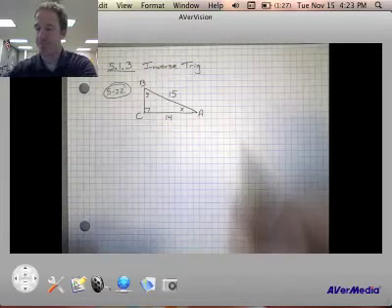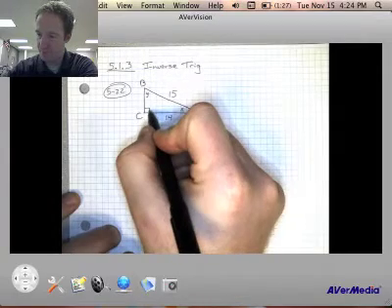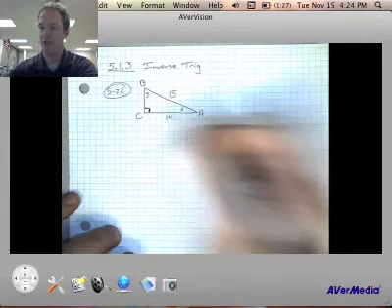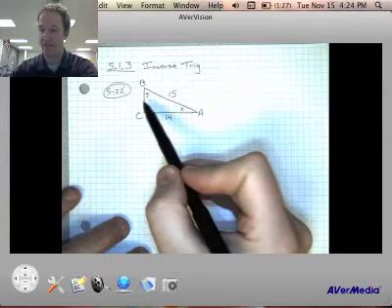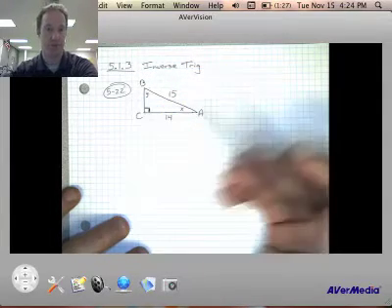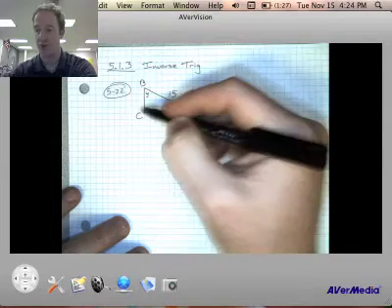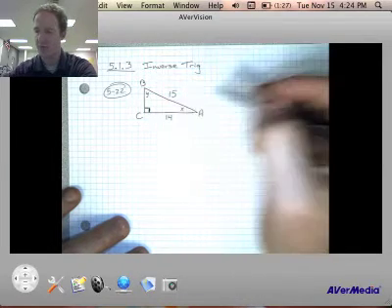Here we've got a triangle. We know it's a right triangle, and we know two of the sides, 14 and 15. If I asked you to find the missing side, you would probably use the Pythagorean theorem because it's a right triangle and we know two of the sides. But how would we find the angles?